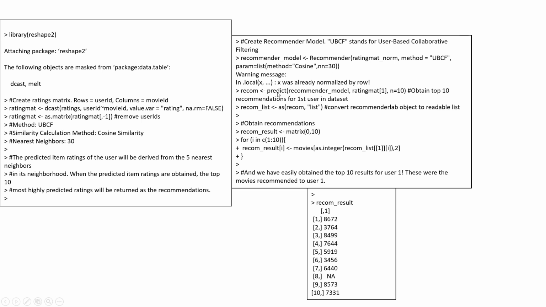Using this model, that is the model object, I use it to predict. There's a function called predict in recommenderlab. I use that model with the predict function and the rating matrix of the first user. For the first user, I'm predicting, and I get the top 10 predicted movies. So Recom refers to the list of top 10 predicted movies, and this is what the Recom list is. And I write it as a list.